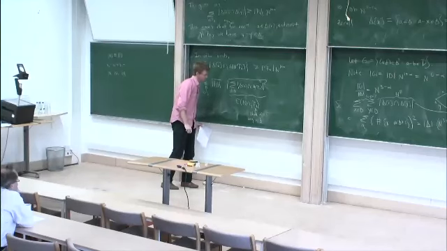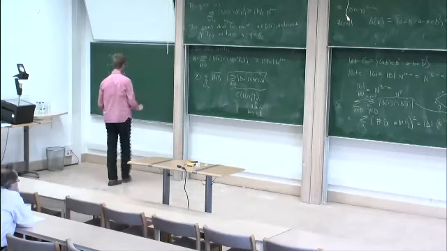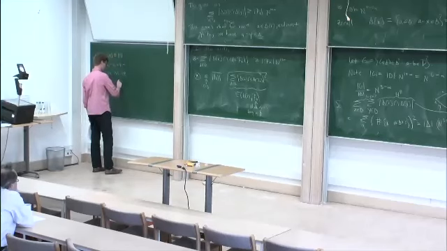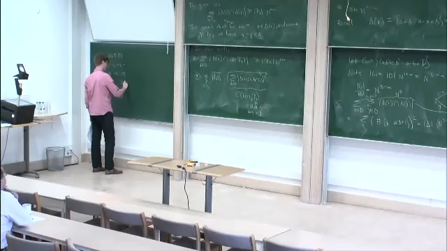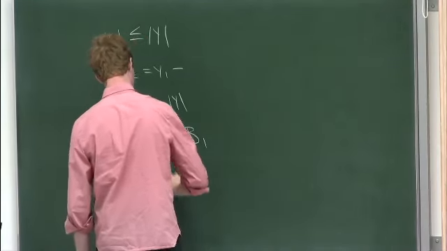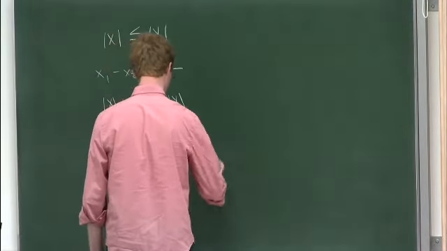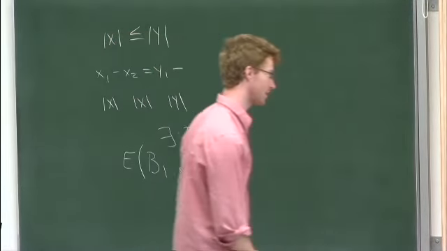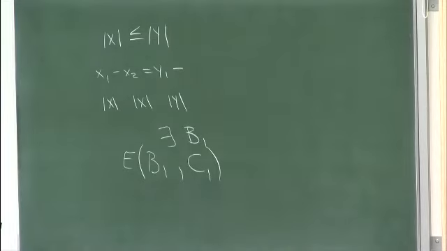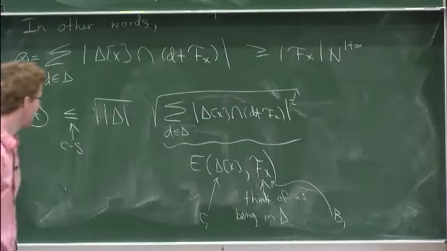Okay, so I deleted the theorem, but the claim was there exists some big set B1, and B1 had additive energy with some other set C1 contained in B1. So ideally, this is going to be the set C1, and this is going to be the set B1. But it's not quite what we want unless we have some other hypothesis.